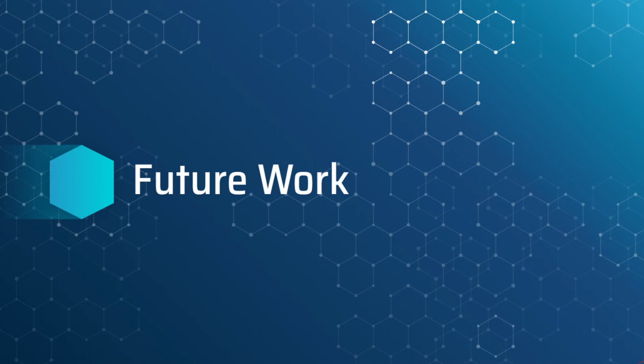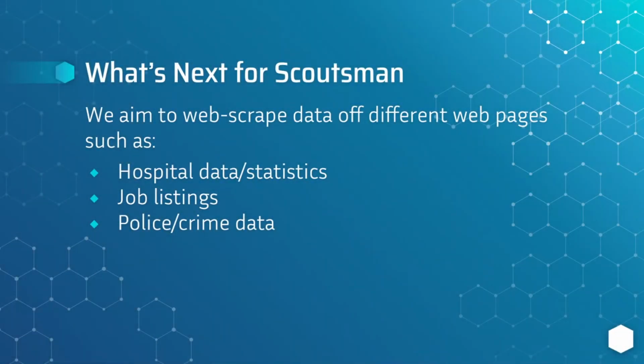And now we're going to talk a little bit about our future work. What's next for Scoutsman? We aim to web scrape data off different web pages that aren't exclusively e-commerce, such as Amazon or eBay. We want to look into hospital data statistics, especially right now during the pandemic, as well as job listings because of the increasing unemployment rate, as well as police and crime data because of the controversy over racist crimes and acts by the police.